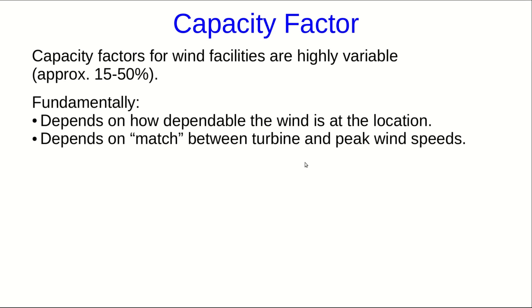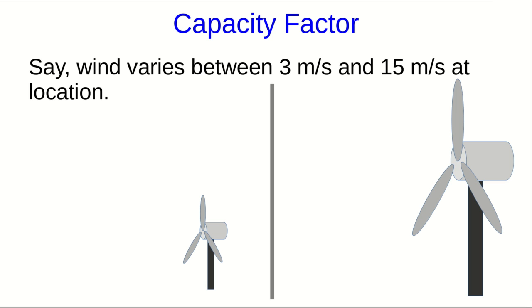As with many renewable sources, capacity factors are complicated and difficult to estimate for wind and are very variable. So, looking at typical figures, one sees capacity factors between 15 and 50% for wind facilities, and that's because it depends both on how dependable the wind is at the location, but also, very crucially, on the match between the choice of turbine and peak wind speeds. Let's make that clearer with an example. Suppose we have a location where wind varies between 3 and 15 meters per second, highly variable, and we're assessing whether we should go with a small turbine or a large turbine.